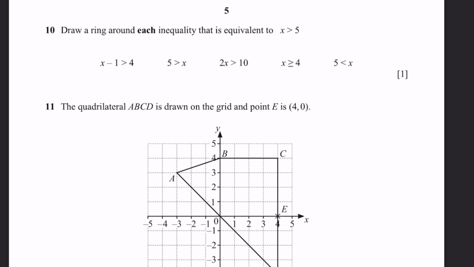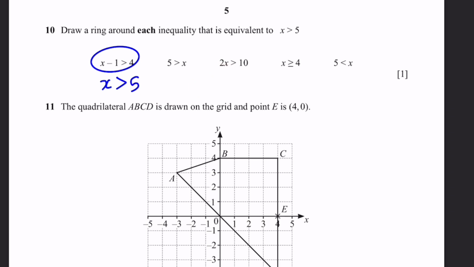x minus 1 greater than 4. Well, if we bring minus 1 to the other side, it'll be x greater than 4 plus 1, which is just 5. So this is one of those. 5 greater than x. It's not one because it's just the reverse of x greater than 5. Or in other words, it's x less than 5 if you flip it.